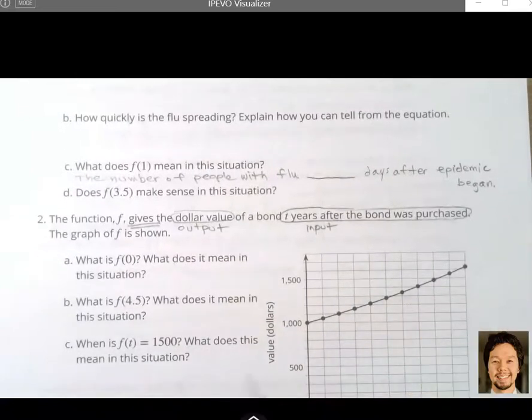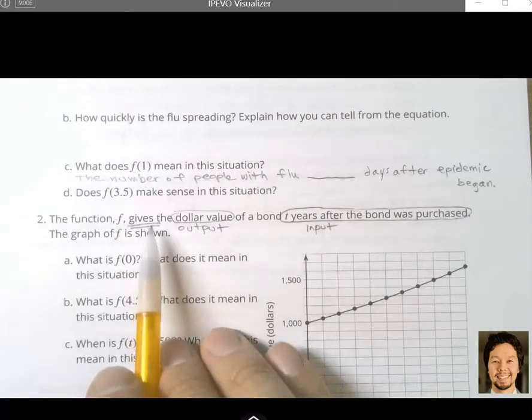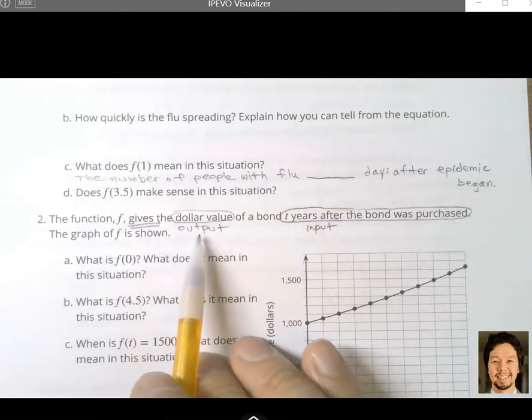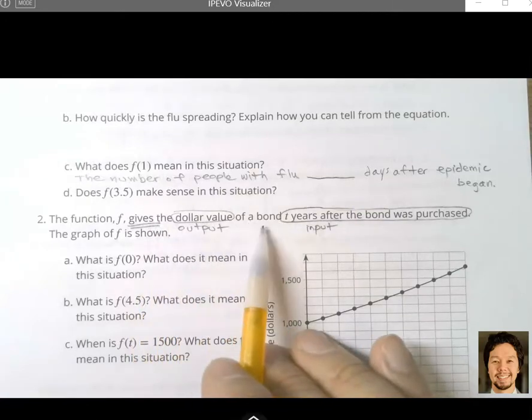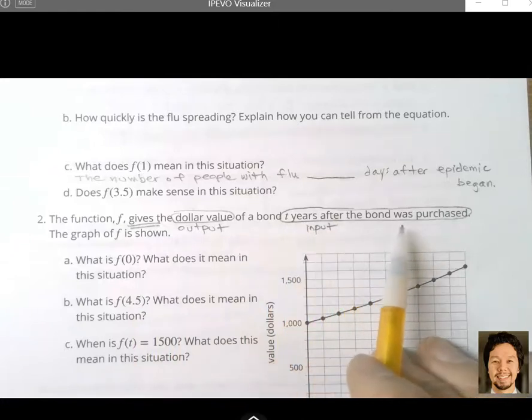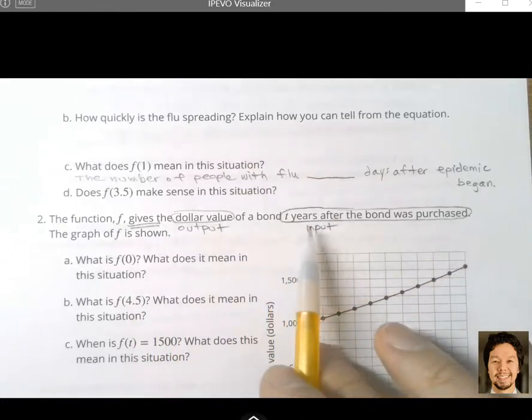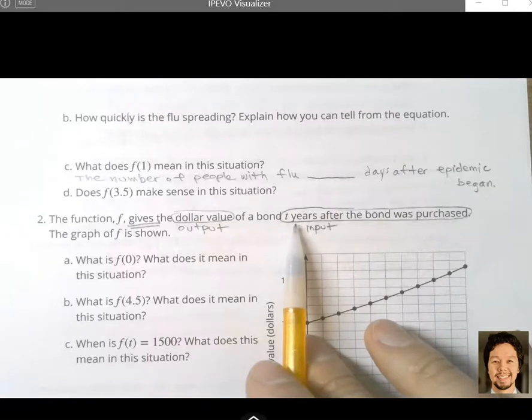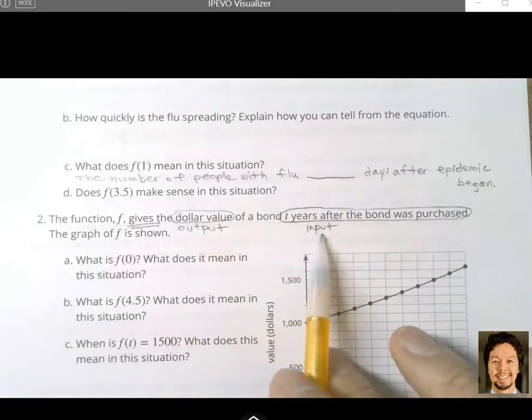Number 2, the function f gives the dollar value. Gives means output of a bond t years after the bond was purchased. So the number of years is the input.